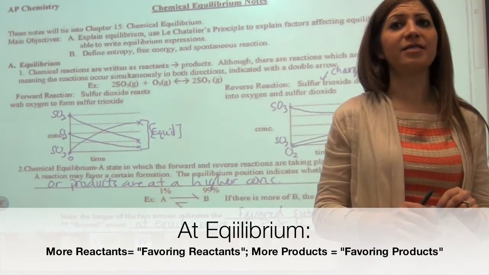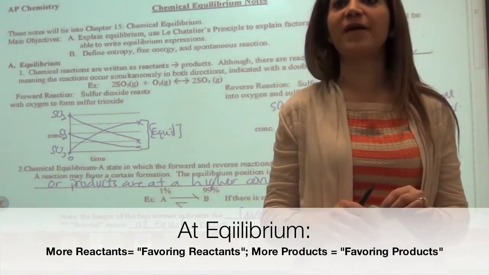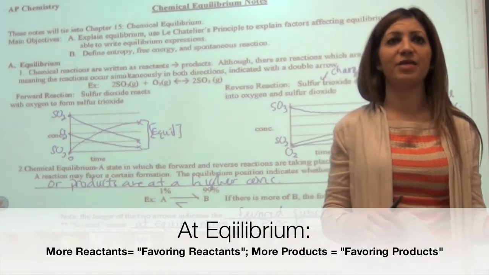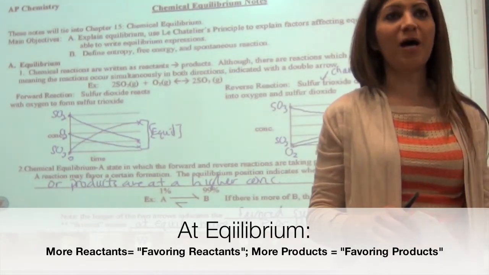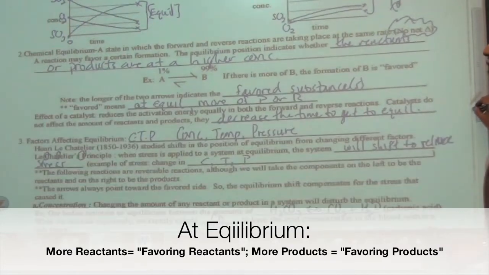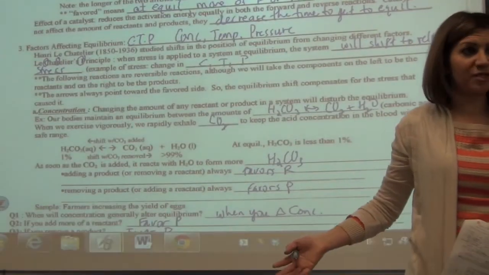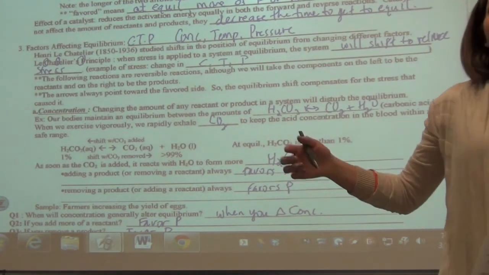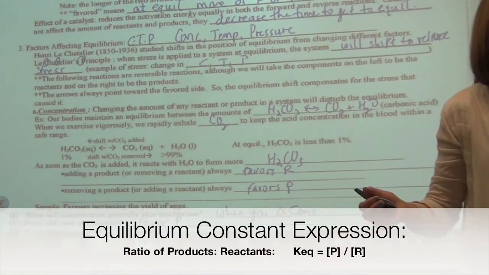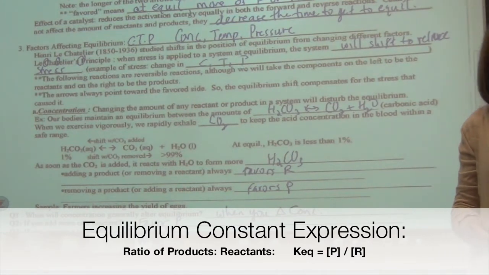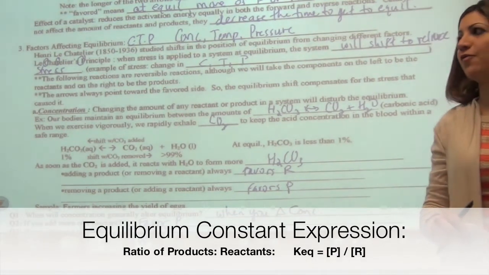If you have more reactants at equilibrium, then you're favoring the reactants. If you have more products at equilibrium, you say that you are favoring the products. Okay, now what they did is they use an expression, called the equilibrium expression, and it's given the symbol K, Keq. And so all that K tells you is your ratio of what to what? Products to reactants. Perfect. And so you do products over reactants.